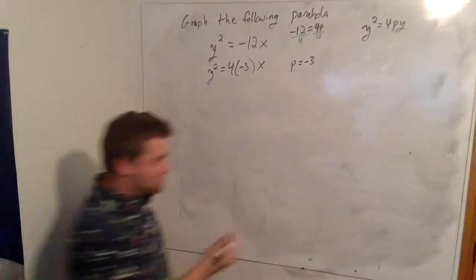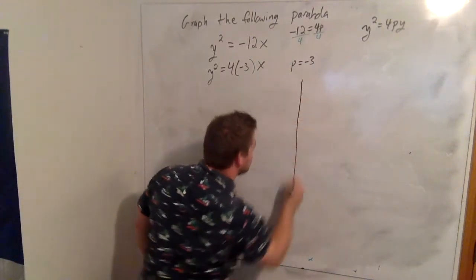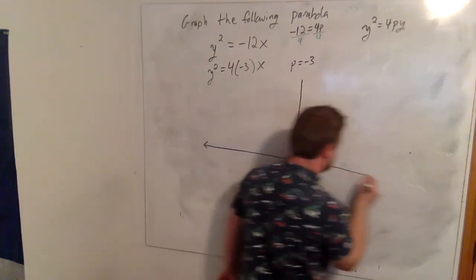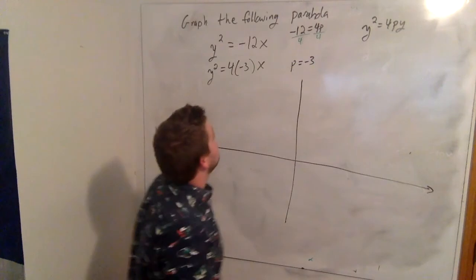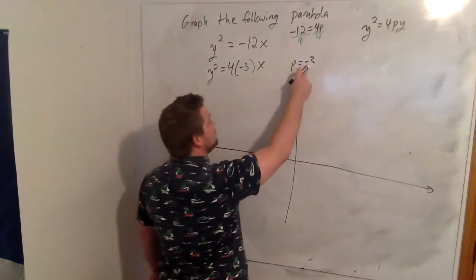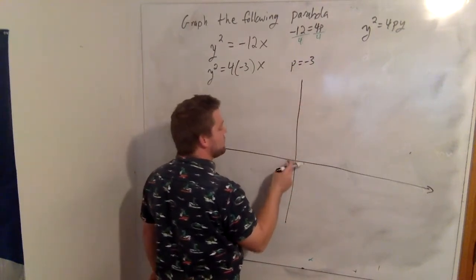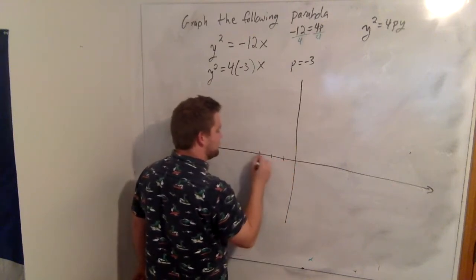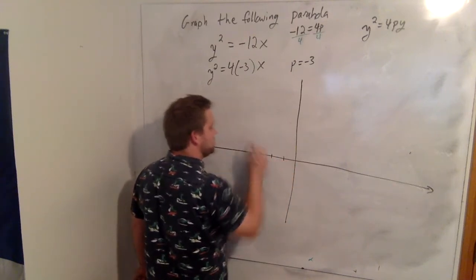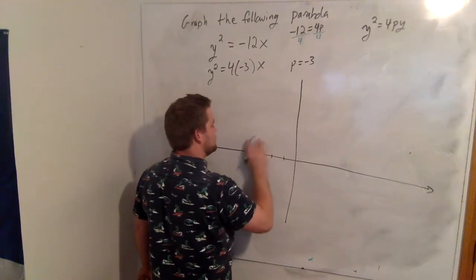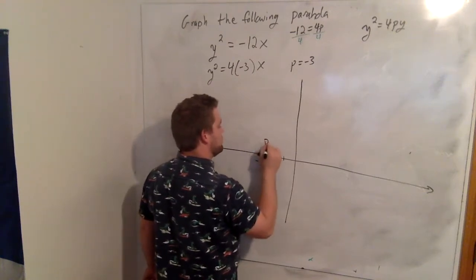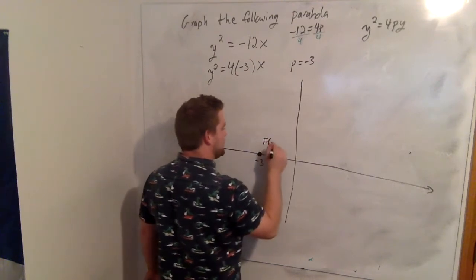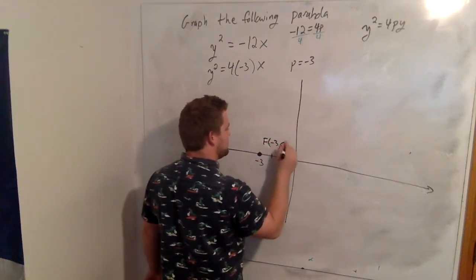Okay, we're ready to start graphing. So p is saying that we need to go left 3 units from the origin. So 1, 2, 3. Here's -3. This is where the focus will be, and it'll have coordinates -3, 0.